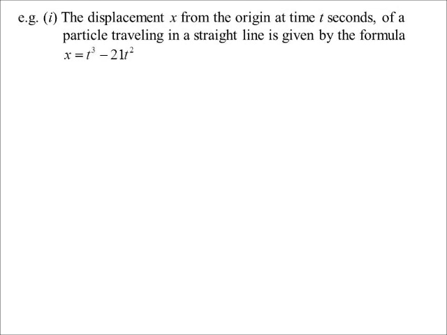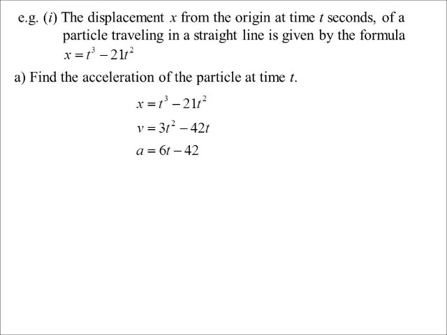So here's our formula for displacement, t³ minus 21t squared. We want to find the acceleration, so a formula for acceleration. Well, all the question's really asking me is differentiate it twice. And there we go. So velocity, differentiate it once. Acceleration, there's my formula for acceleration for this particular particle.